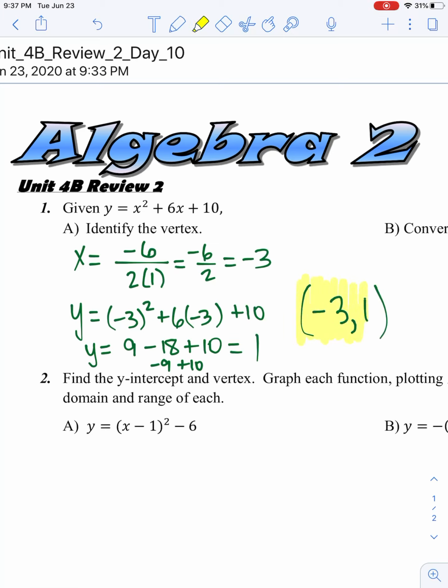When I was checking homework for some of you to find the vertex, you were not doing opposite of b over 2a. You were just doing b over 2a. So make sure you know that formula. You don't have to have it memorized. You're allowed to look back at your notes and look back at the review. Make sure you're doing opposite of b over 2a.